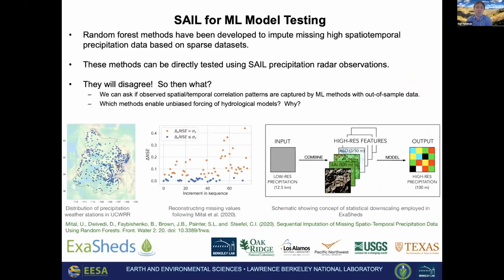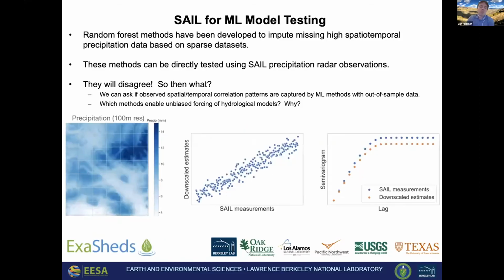In terms of model testing, there's been some development already for the production of random forest methods to impute missing high spatial and temporal resolution precipitation data based on sparse data sets. And we can think about testing these models with SAIL precipitation observations. That hasn't been done yet. The imputation with random forest, that machinery is in place, but the SAIL precipitation radar observations are not. And so when those become available, I think we can do that.